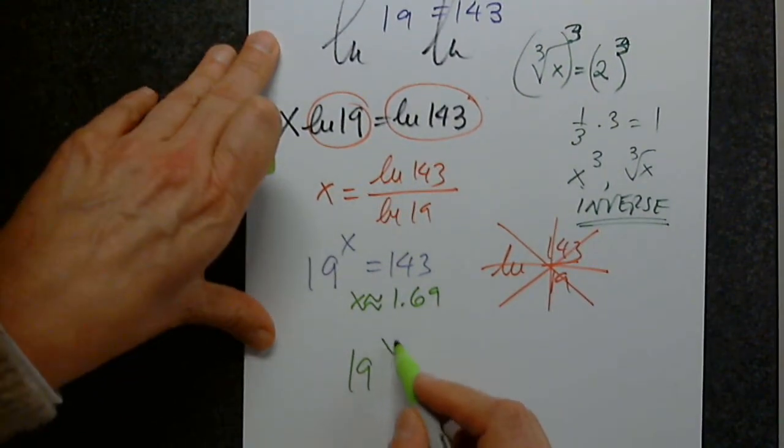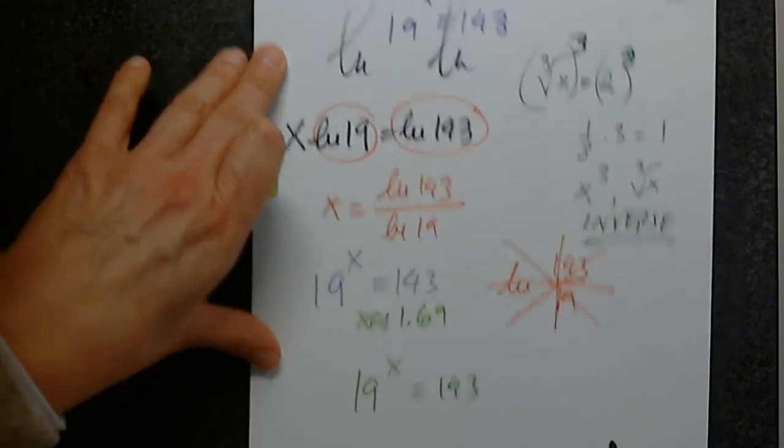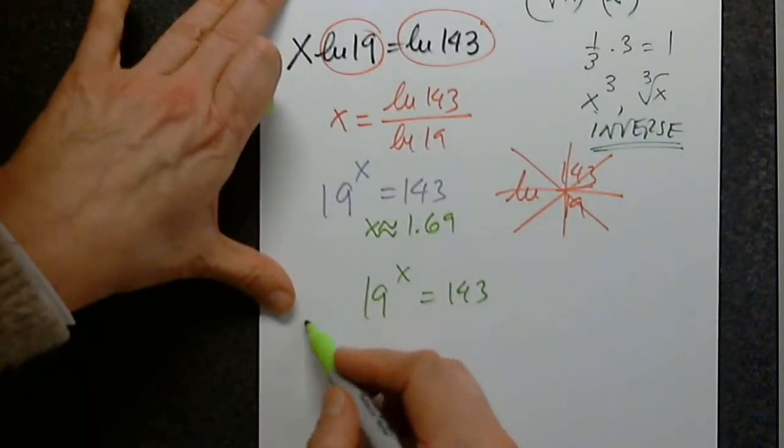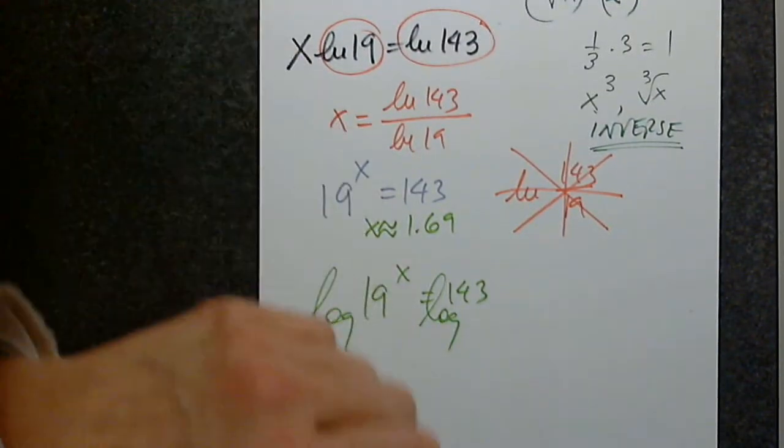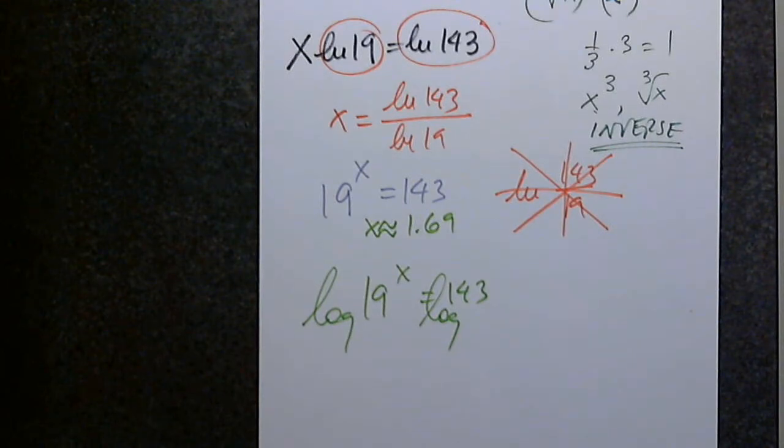So 19 raised to x equals 143. And you can say, I don't want to apply natural log. I want to apply common log. Why am I applying natural log or common log? Because that's all I have in the calculator. I don't have any other base. Normally, I would have said, why don't we apply log base 19? But then I have to use the change of base formula to find log base 19 of 143. So I'm applying either natural log to both sides or common log to both sides because that's what I have in the calculator.